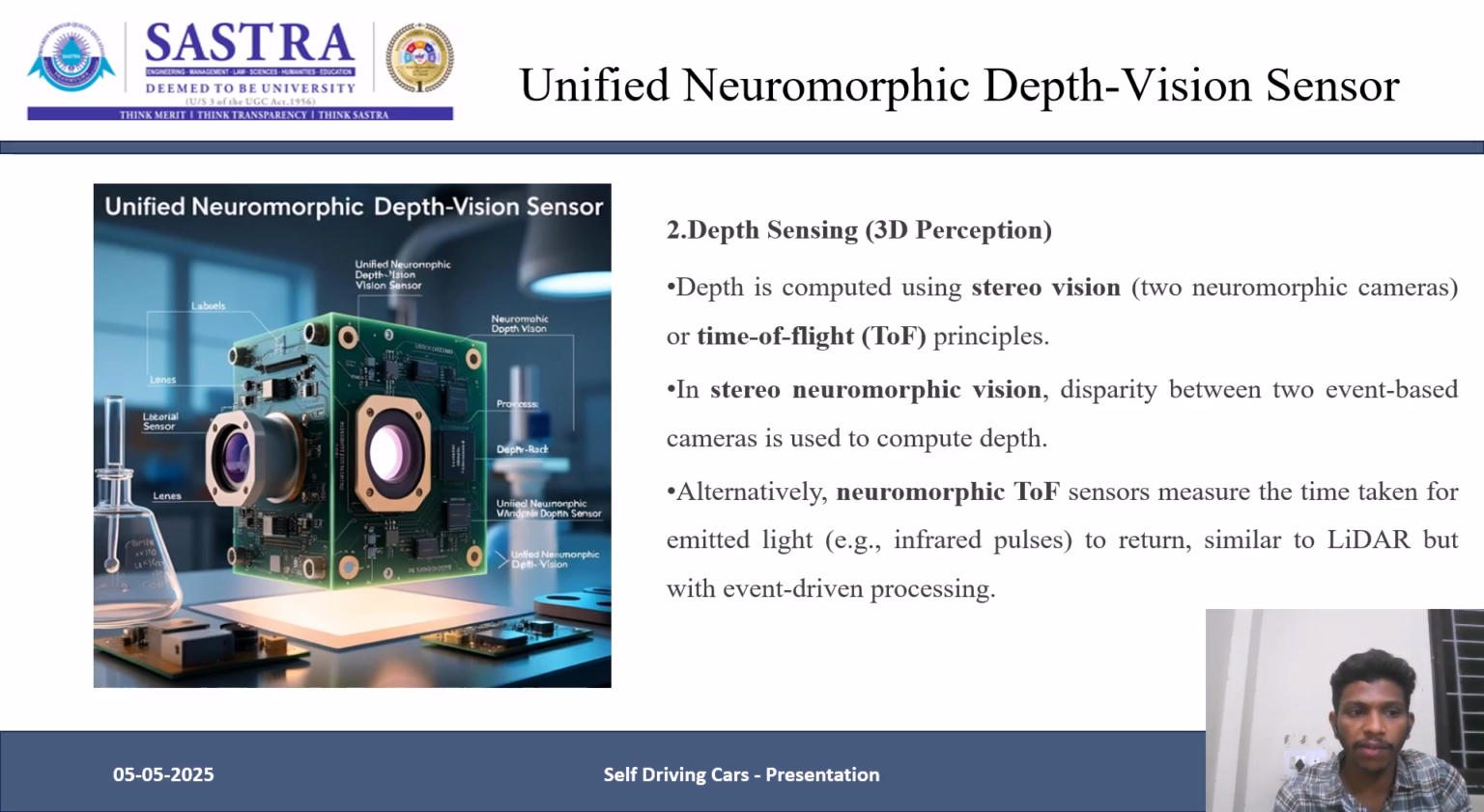In this, it has two stereo cameras, similar to human eyes. By comparing the timing and position of the events in both views, it calculates the depth using triangulation. It also has single photon avalanche diodes. These are ultra-sensitive sensors that detect individual photons.